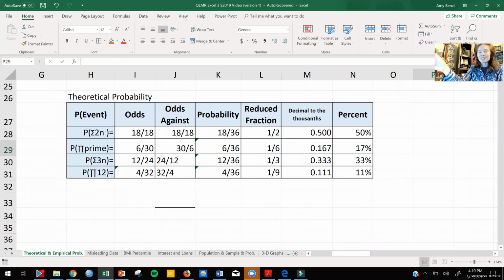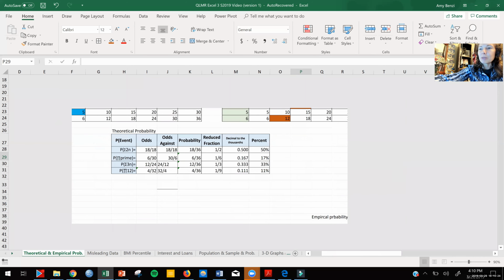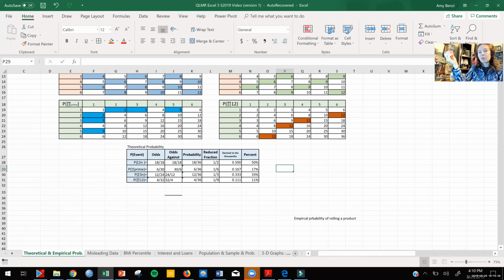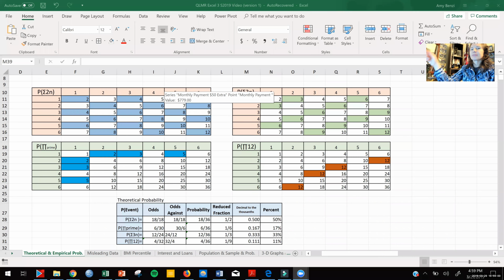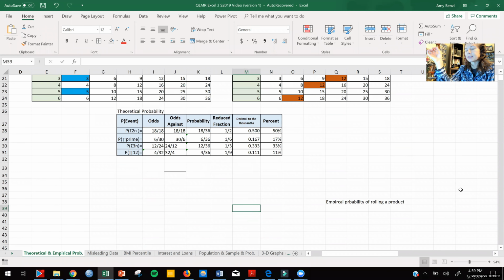All right, you guys, we have messed with some theoretical probability. We were looking here at these different charts of mathematically what it would mean to roll these dice and get these numbers out. Now we're going to explore some experiments and look at some empirical probabilities. So we finished our theoretical probability, and now we're going to use Excel to actually simulate some empirical probability experiments.